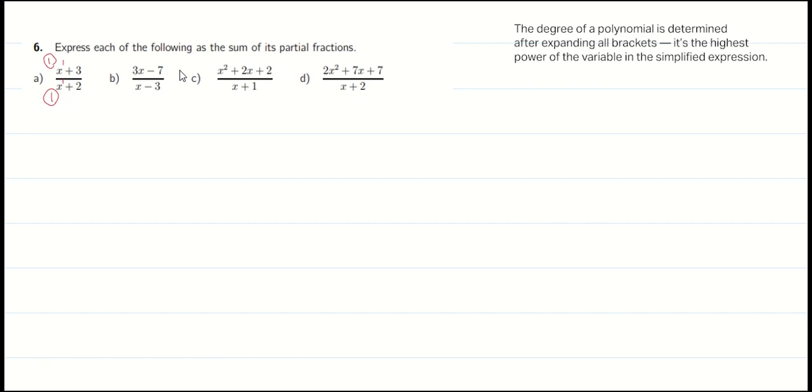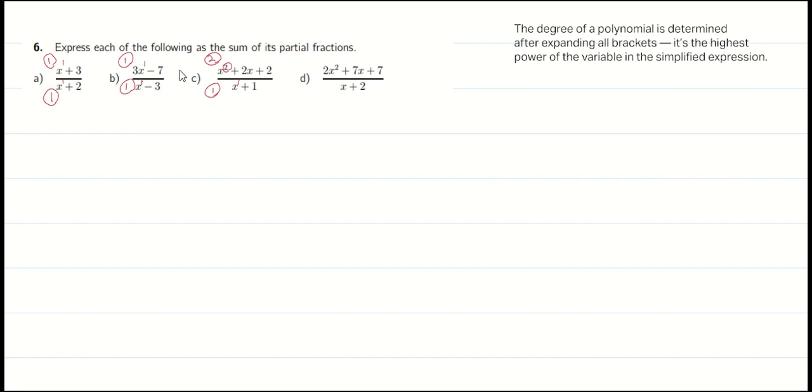Now, if you look at b as well, the degree of the expression on the top is equal to 1, because it is 3x to the power of 1, and we have x to the power of 1 on the bottom as well. So the degree of the polynomials on both of them is equal to 1. Now, if we look at c in here, looking at the highest power, we have x to the power of 2 in here. So the degree of the polynomial on the top is equal to 2, and on the bottom is equal to 1, because we have x to the power of 1. So the degree of the polynomial on the top is actually greater than or equal to the bottom.